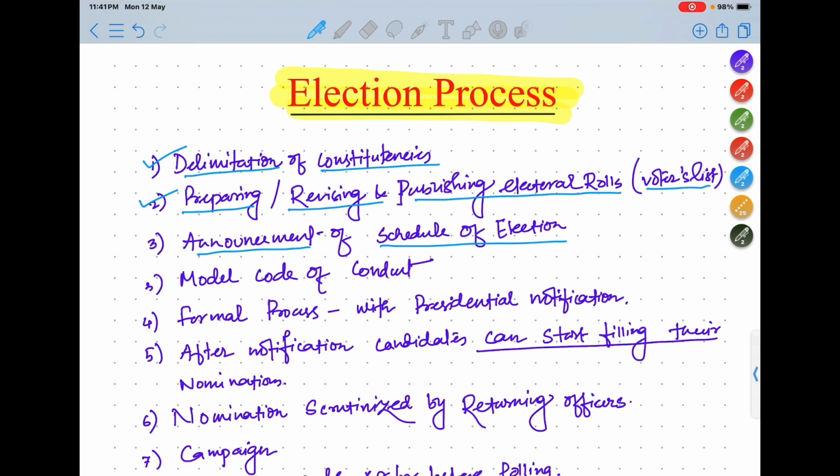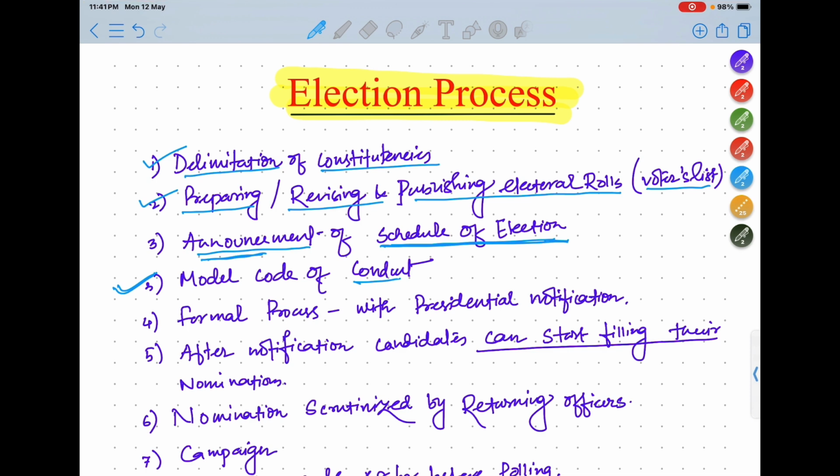Next, after announcement of schedule of election, model code of conduct. Okay, model code of conduct is a process. Next, after the announcement of schedule of election is declared, after that only the model code of conduct is assumed to be in effect.